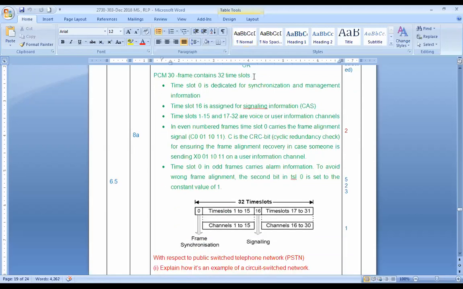A PCM30 frame consists of 32 time slots. We have seen that. Now time slot 0 is dedicated for synchronization and management of information. Synchronization, as I told you, is important because we can manage information. How can we manage information? Because with the help of this synchronization, we are able to check if data is moving in a line, or if one packet after the other is being delivered.